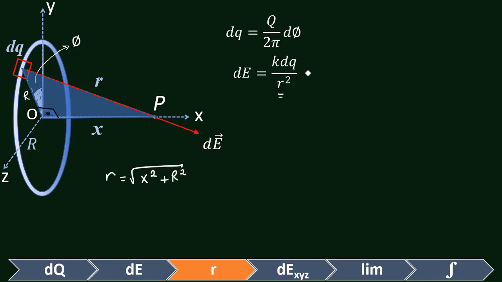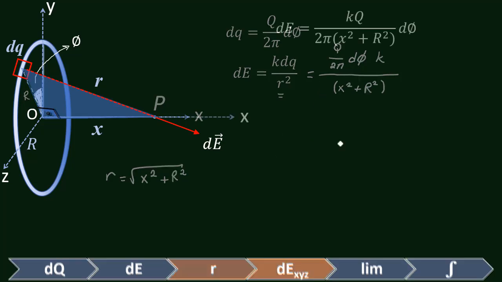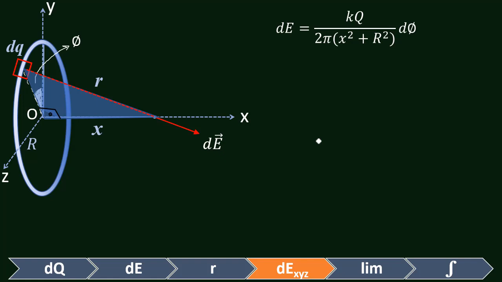Here we go. So now we can rewrite our dE, plugging everything in. We have Q over 2 pi d phi times k, over x squared plus R squared, because it's r squared at the denominator here. Beautiful. So now we have a dE defined. We can put this 2 pi down there. All right. So here we have the dE rewritten.